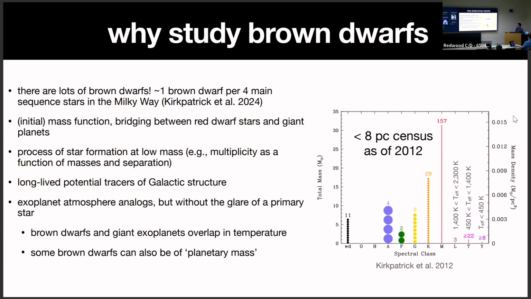Brown dwarfs, you can see them far enough away. They're very good tracers of galactic structure because they're long-lived. They don't go supernova after a certain number of millions or billions of years. They pretty much just cool gradually over the entire history of the universe. And they're also interesting as exoplanet atmosphere analogs because they overlap in temperature and sometimes in mass also with exoplanets. But you have the advantage with brown dwarfs that you're not being outshined by the bright light of a host star nearby it.